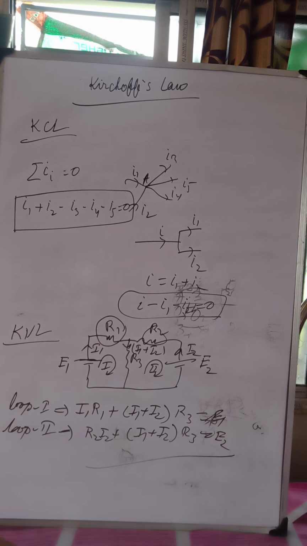That is, the algebraic sum of the potential drops through the resistances will be equal to the EMF applied on that loop. This is applicable for a closed loop. That is Kirchhoff's voltage law.